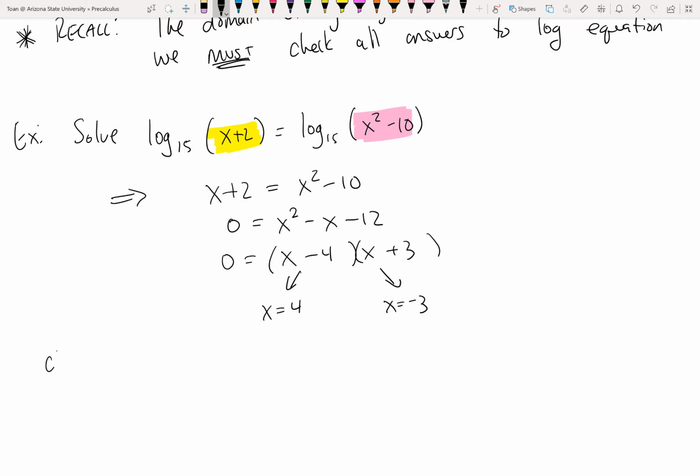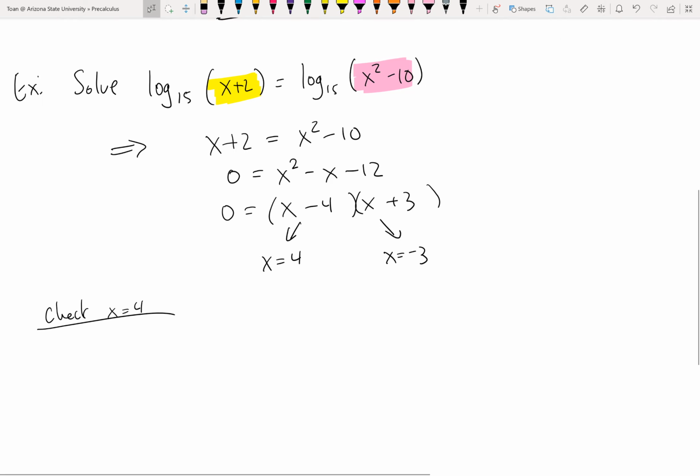So let's check x equals 4. We have 4 plus 2. Well, that's 6, so we're good to go there. Let's check the other argument. 4 squared minus 10, so that's 16 minus 10, which is 6. That's good there. Let's go ahead and check x equals -3.